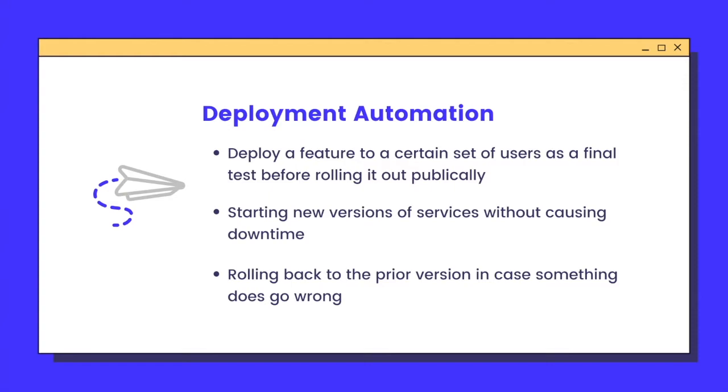Canary deployments, where you want to show a feature to one user at a time. Starting new versions of your application without causing downtime. If you have to shut off your website before upgrading it and then turning on the new version, the visitors that visit the website in the middle of the upgrade will notice downtime. So there's clever deployment strategies you can do to avoid that. And finally, rolling back versions in case something goes wrong.